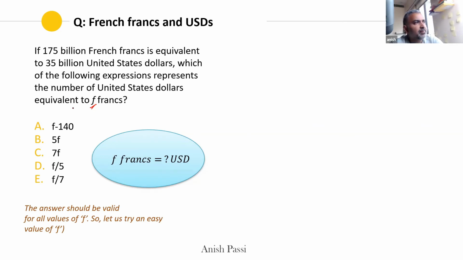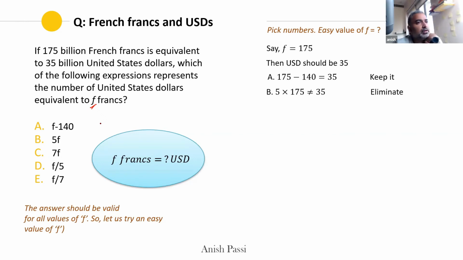So my starting point is 175 francs is equivalent to $35. So why don't I just take F as 175 initially? Because I know correspondingly I should get $35. So let's say F is 175. I know USD should be 35. So what will I do now? I will now plug in 175 into the answer choices one by one and check whether the answer choice gives me 35 or not. So let's go ahead.